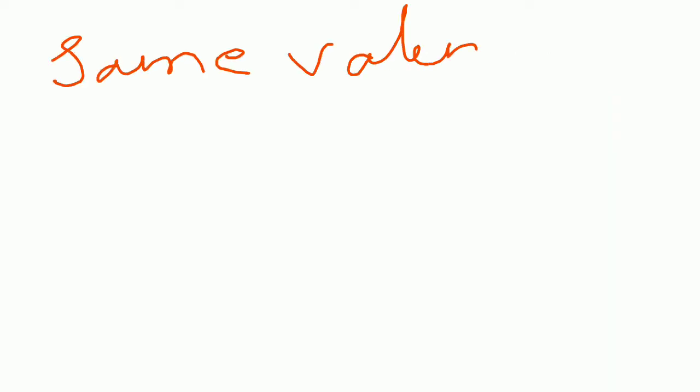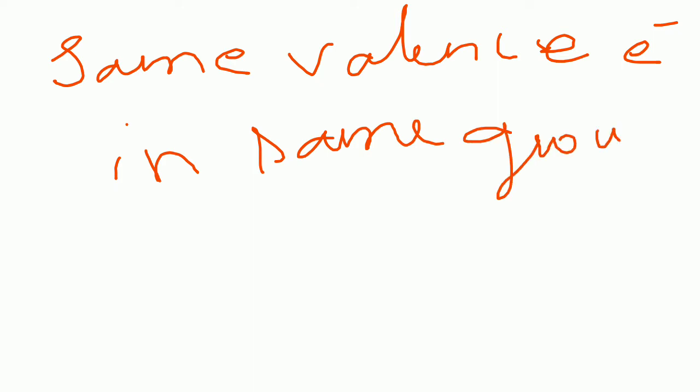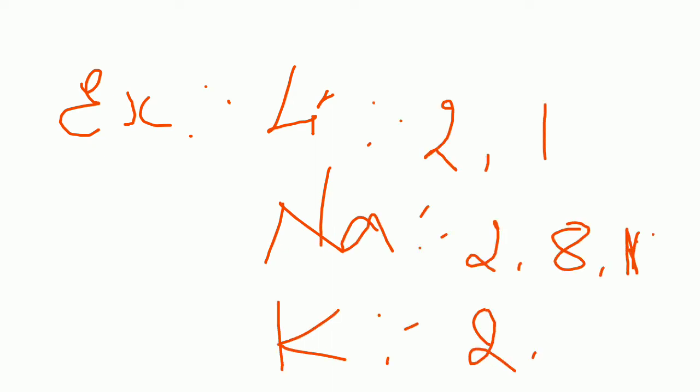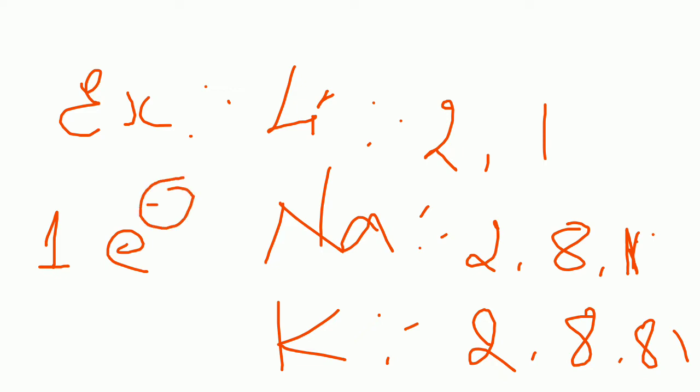Elements are arranged in the modern periodic table in increasing order of their atomic number. Also, elements present in a particular group have the same number of valence electrons. Take the example of lithium, sodium and potassium. The electronic configuration of lithium is 2, 1, so valence electrons are 1. In sodium, it is 2, 8, 1, so valence electrons are also 1. Potassium is 2, 8, 8, 1. So valence electrons in all three elements are the same.